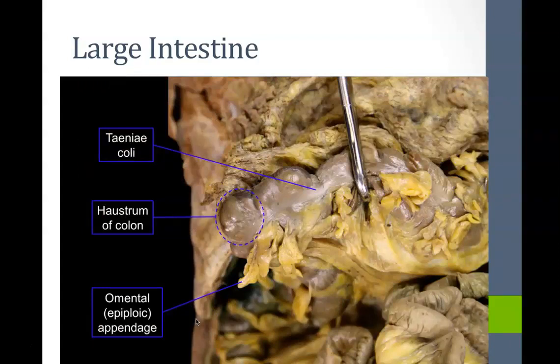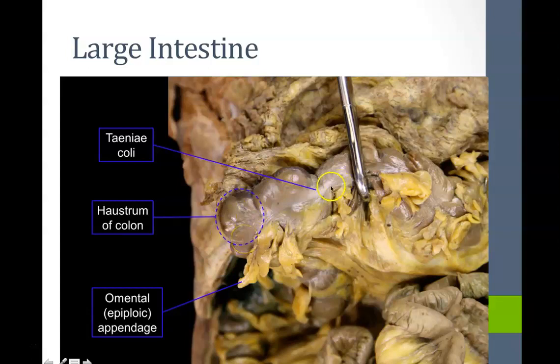So I wanted to give you some of the features that we expect to find on the large intestines. You might find some fat hanging off of the colon, and these are called epiploic appendages or omental appendages. The function of these are unknown, and you'll see in certain cadavers they will have either a lot of them or it'll look like they have no appendages. So just keep that in mind. Then you'll also see these small pouches of the colon, and these are called haustra for plural, haustrum for singular.